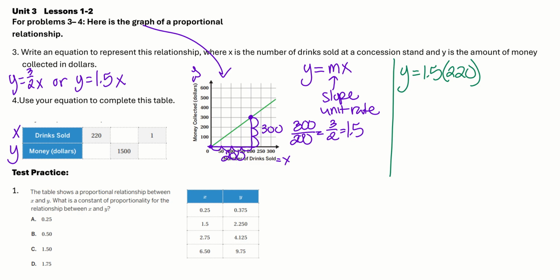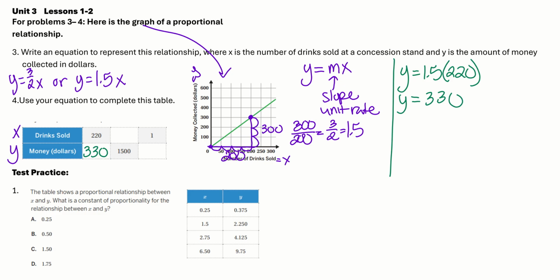All right, so we would take 220 and times it by 150, and we get 330. And so that's why the graph doesn't come in handy. Nowhere on there could I have found that. And so that's why the equation is helpful. So we're going to go 330 right there.